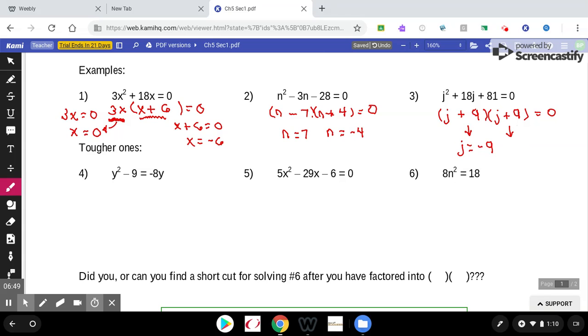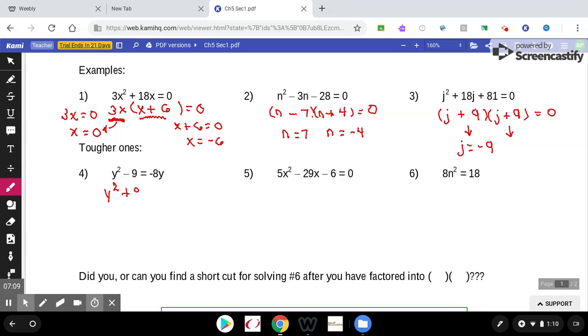Okay, number 4. A little more difficult, only in the sense that there's not 0 on the end. So if you think about it, negative 5 and positive 5 is 0. Positive 7 and negative 7 is 0. So the only way I can solve these is if I have it set equal to 0. So that's the first thing I want to do.